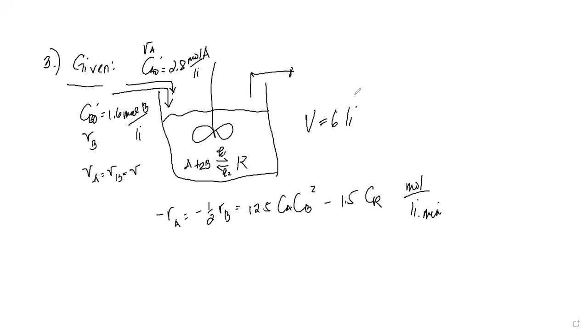And what else? We have 75% conversion of limiting reagent or reactant. And the problem is requiring us to determine the V, the volumetric flow rate of each of the two separate streams.